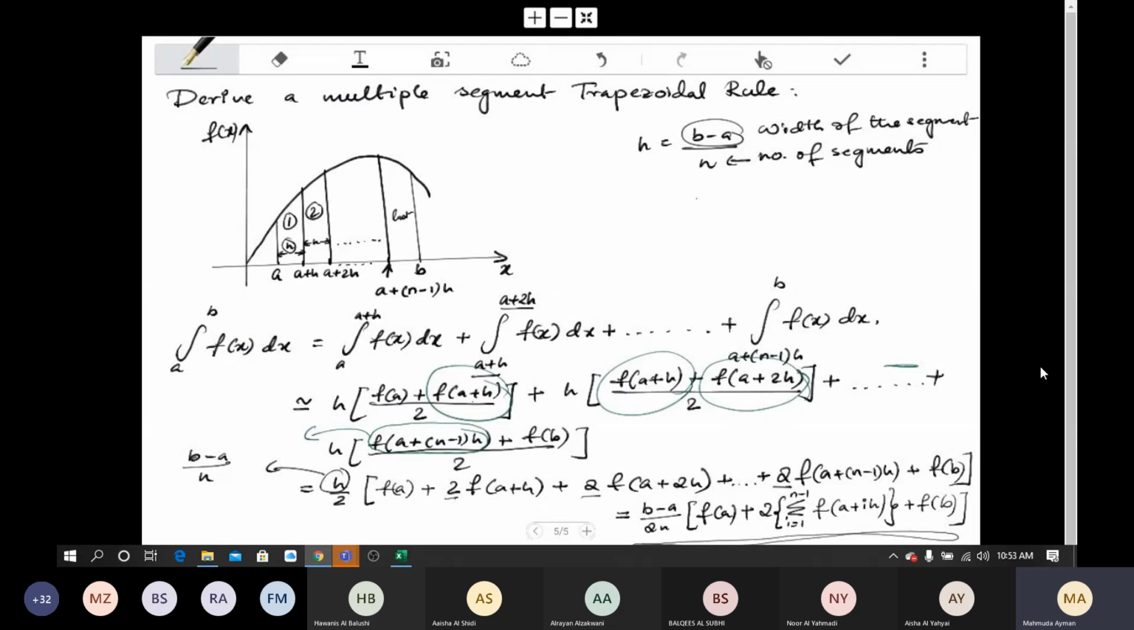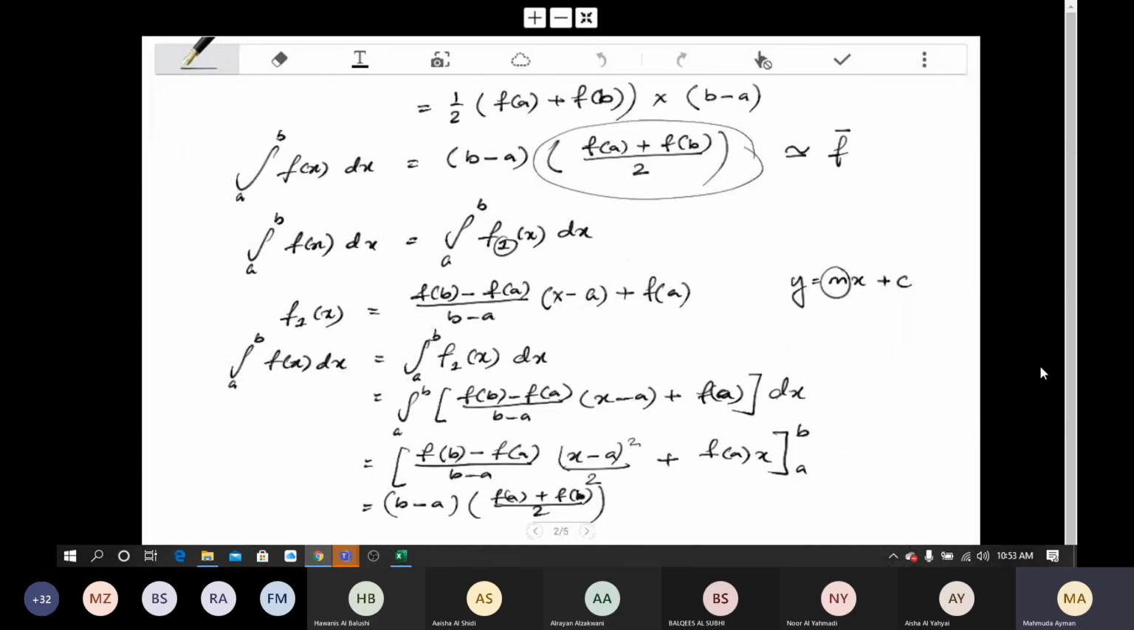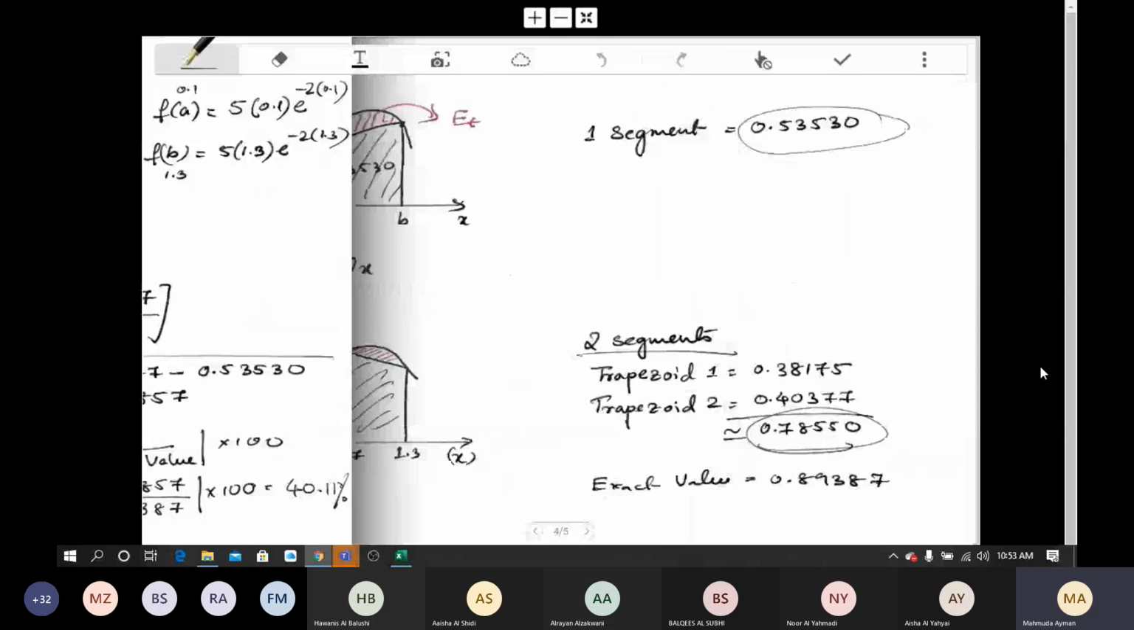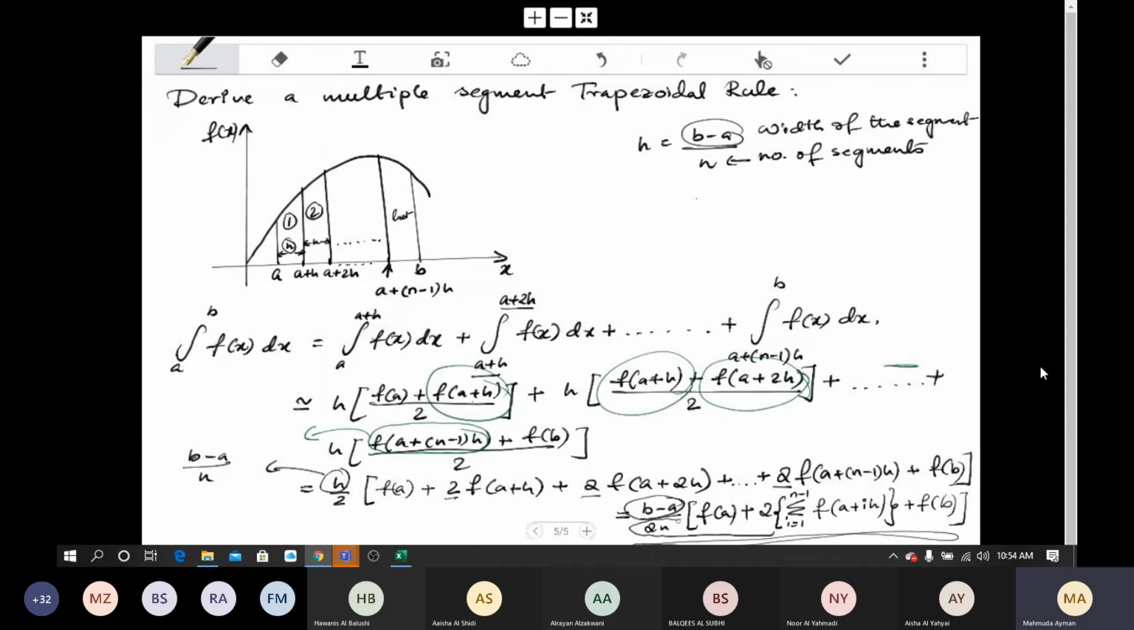And to say you more precisely, this is very similar to what we have done before, right? So we had here, if you remember, for the trapezoidal rule, when we derived it, we had b minus a times the average value of the function, right? So again, we have the same thing here. We have b minus a, the width of the interval, and this here is again calculating the average value of the multiple segment.